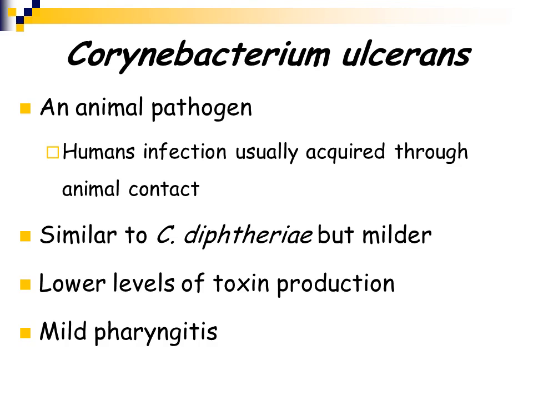Another species of Corynebacterium that can produce the diphtheria toxin is Corynebacterium ulcerans. This is an animal pathogen, and humans are usually infected through animal contact. Corynebacterium ulcerans causes a very similar disease to Corynebacterium diphtheriae, however, it's a much milder form, and that is because Corynebacterium ulcerans does not produce as much toxin as Corynebacterium diphtheriae produces. So Corynebacterium ulcerans causes a very mild pharyngitis.